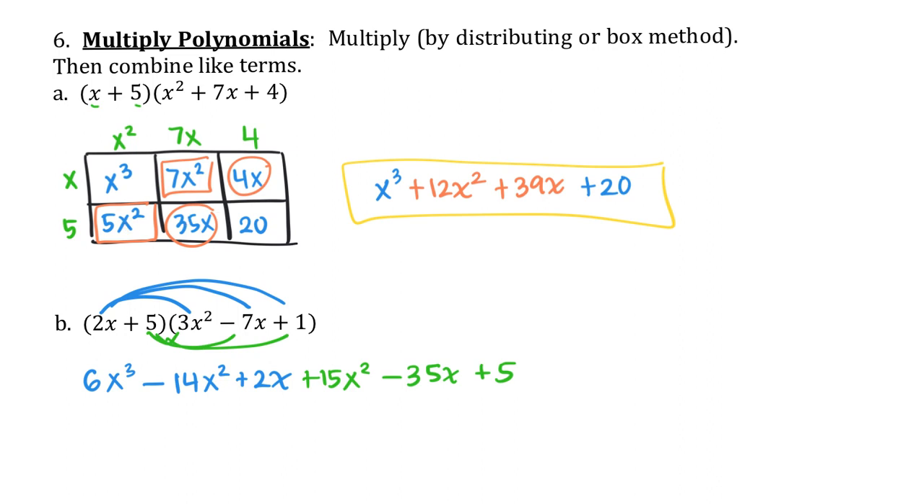Okay, I still have to combine like terms. So 6x to the third. Let's see, I have negative 14x squared and positive 15x squared. So I have plus 1x squared. And I have 2x minus 35x, negative 33x. Let me bring down the positive 5. Okay, and again, if you did the box method, you should get the same answer.